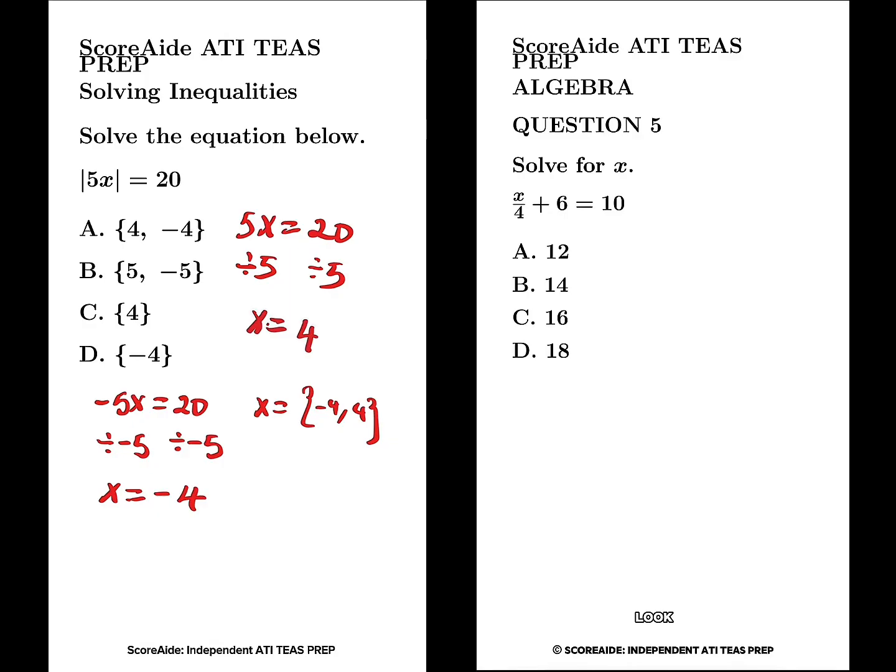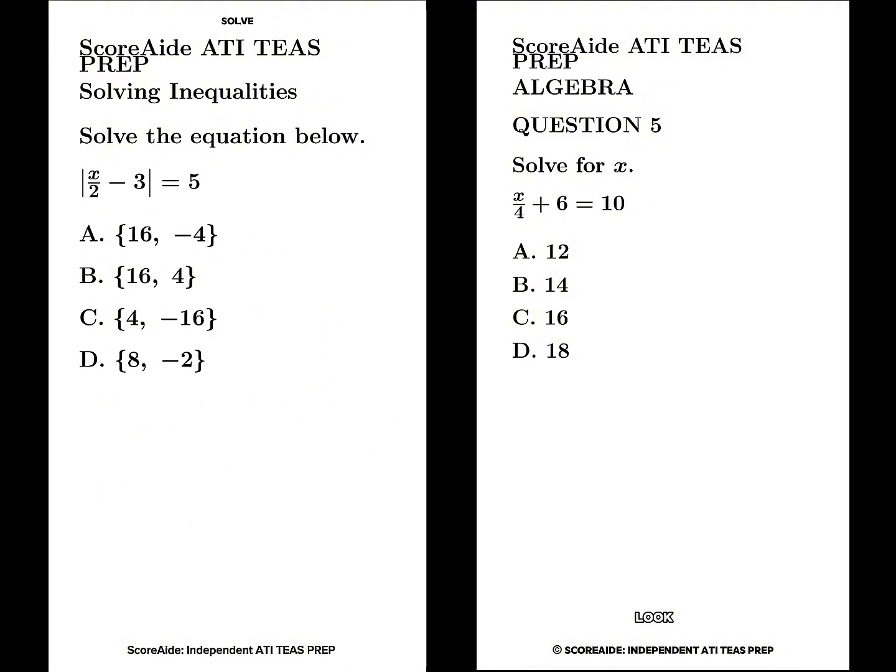Now the answer is going to be A, right? Perfect. Solve the equation below. So in this case, we are going to split it into two parts. The part where it is positive, which will be x over 2 minus 3 is equal to 5, and the part where we have a negative sign, which will be negative into x over 2 minus 3 equal to 5, right? So let's solve this one.